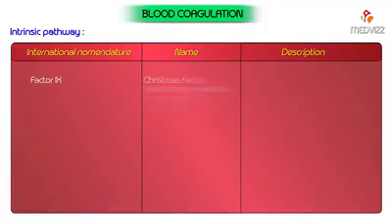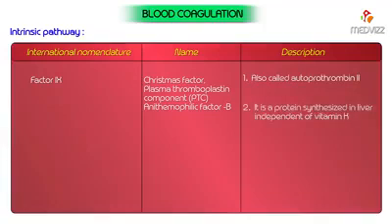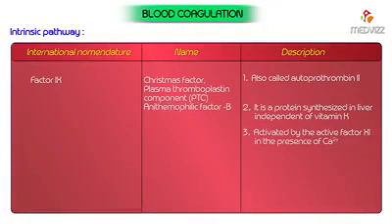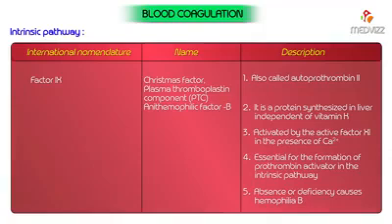Factor 9, known as Christmas factor, plasma thromboplastin component, or antihemophilic factor B. It is also known as autoprothrombin 2. It is a protein synthesized in the liver independent of vitamin K. It is activated by the active factor 11 in the presence of calcium. It is essential for the formation of prothrombin activator in the intrinsic pathway. Its absence or deficiency causes hemophilia B, which is an inherited disease and is similar to hemophilia A.